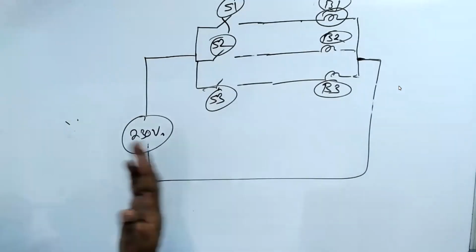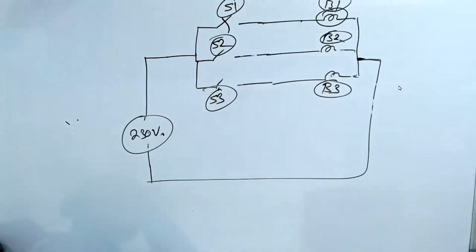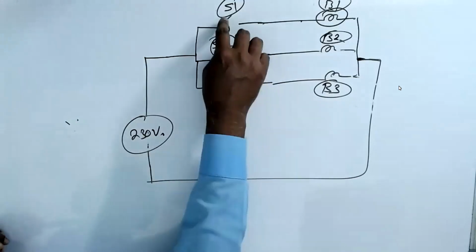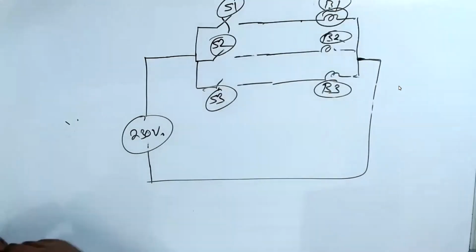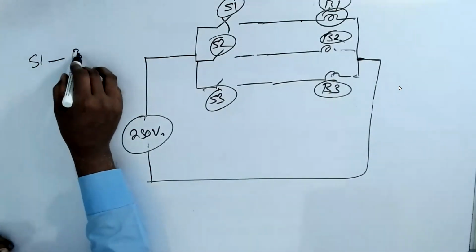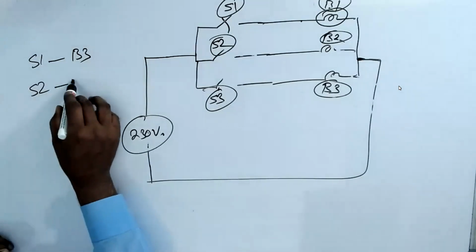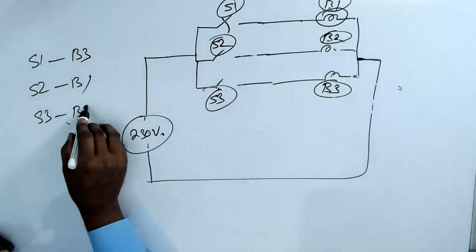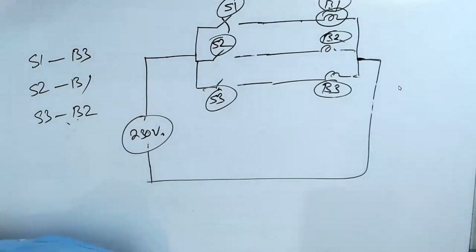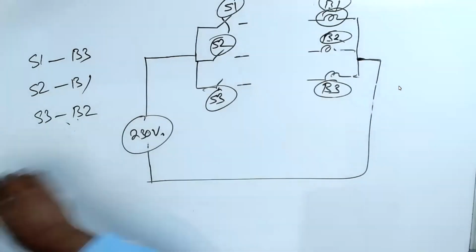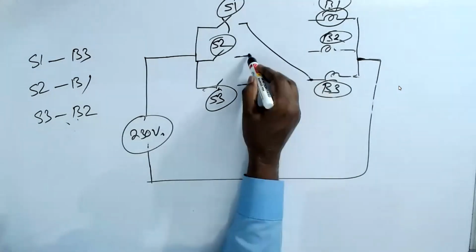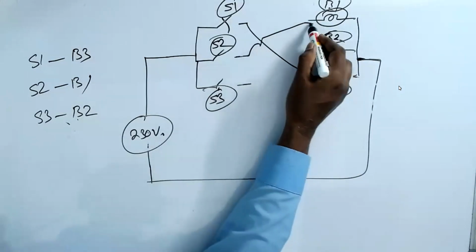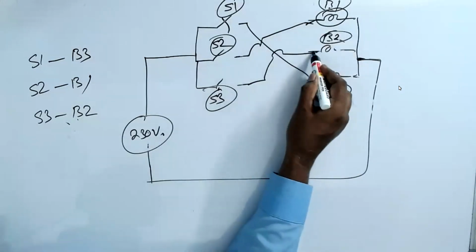Things are very fine. But suddenly somebody thought, hey, I don't want it like this. I want S1 to B3, S3 to B2, and S2 to B1. See that? S1 to B3, S2 to B1, S3 to B2. So I called the electrician. The electrician came and did the connection. S1 to B3, S2 to B1, and S3 to B2. So he changed the wiring.